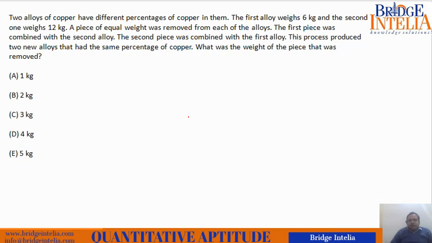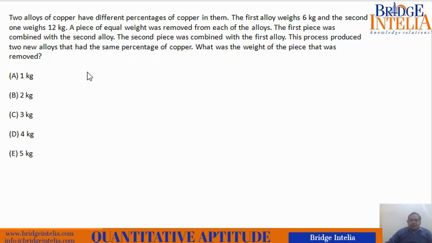Now let's see this one. Two alloys of copper have different percentages of copper in them. The first alloy weighs 6 kg and the second one weighs 12 kg. A piece of equal weight was removed from each of the alloys. The first piece was combined with the second alloy. The second piece was combined with the first alloy. This process produced 2 new alloys that had the same percentage of copper. What was the weight of the piece that was removed?